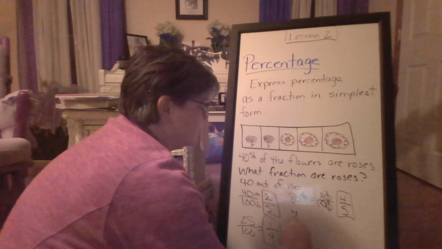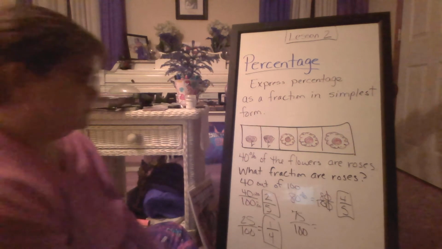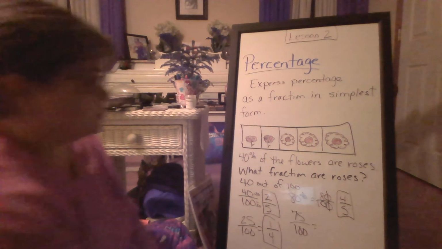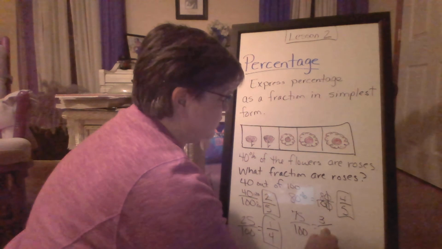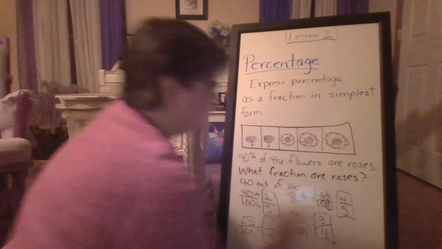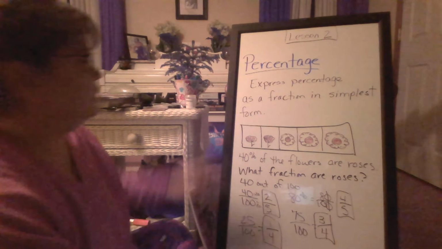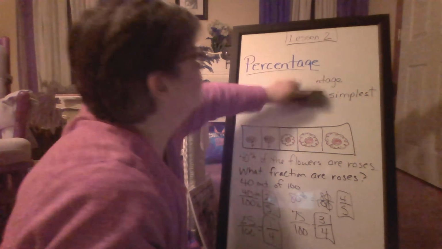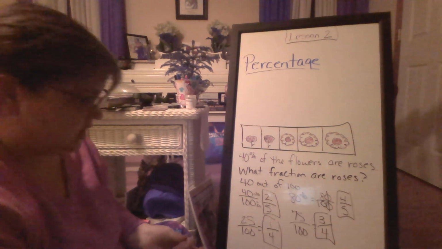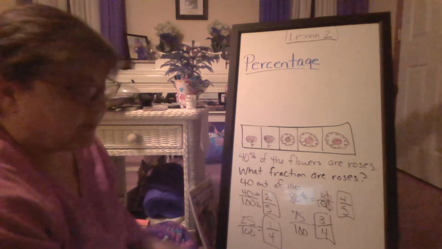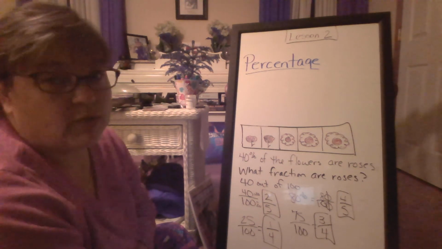75%. That's going to be 75 over 100. And 25 will go into both of those. 25 will go into 75 3 times. 25 will go into 100 4 times. And I could do this forever. But you want to go as far as you can. Don't leave your fraction where it can still be reduced.